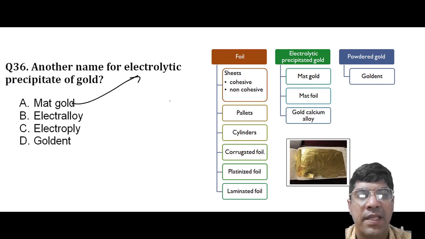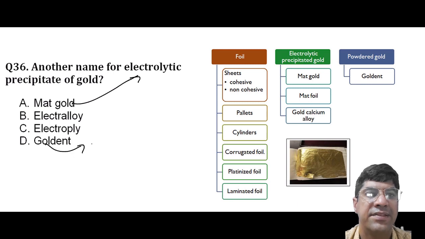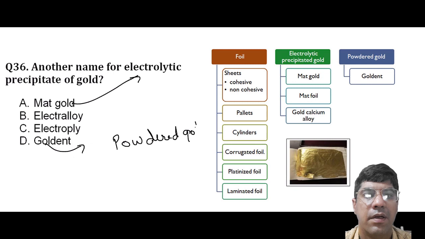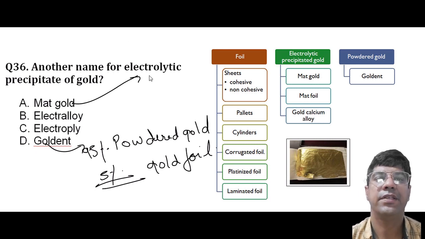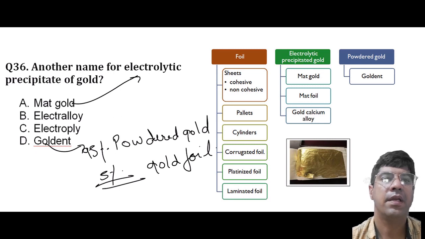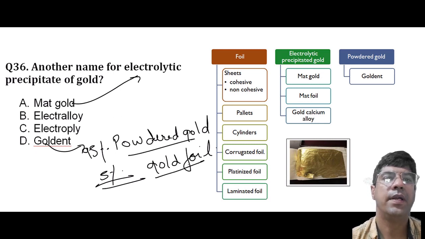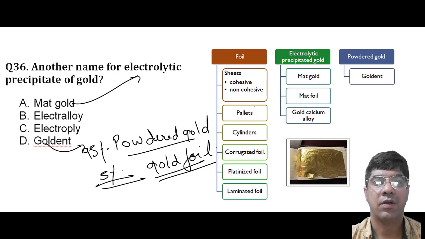So matte gold is recommended. Remember, they are recommended for internal building up of restoration. What is goldent? Goldent is a combination of powdered gold and gold foil. The ratio is 95% powdered gold and 5% gold foil.